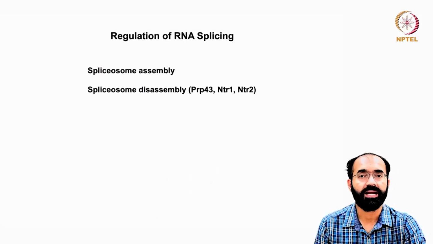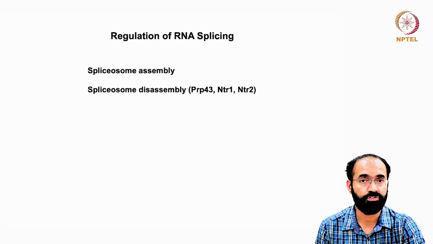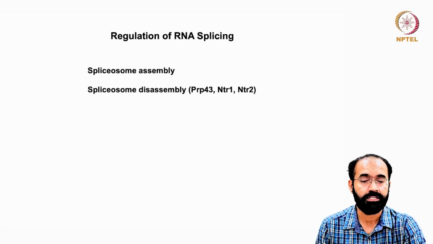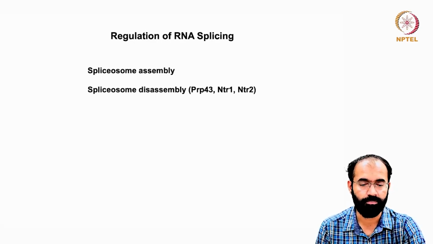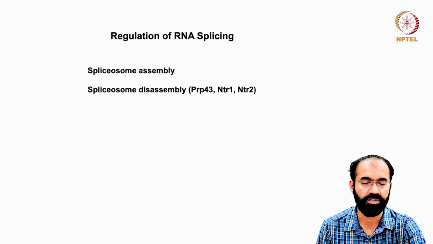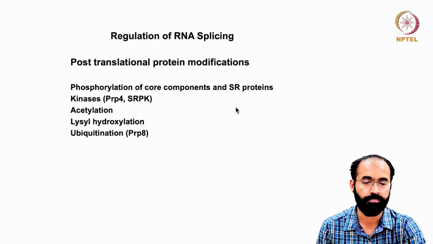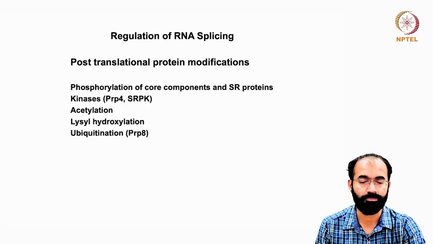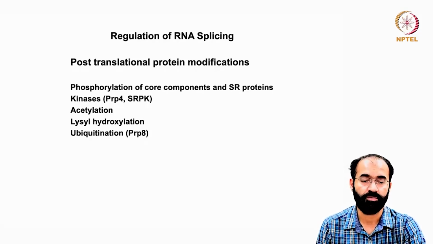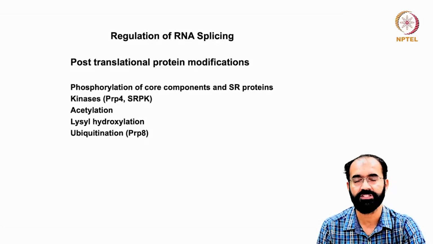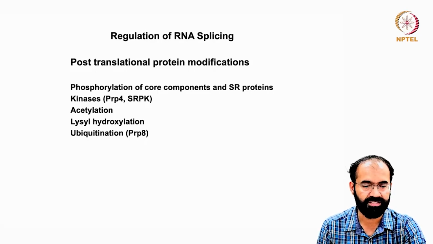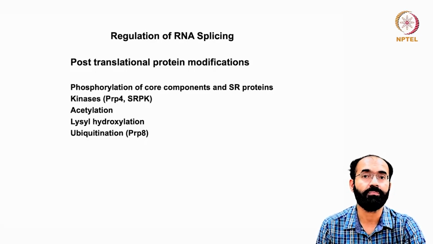So, the regulation of RNA splicing: we know the spliceosome assembly, we have seen it with Sm proteins, the SMN complex, etc. And spliceosomal disassembly is equally important, which is mainly governed by PRP43, NTR1 and NTR2 proteins. The regulation of RNA splicing involves a lot of proteins, and their post-translational modifications are important for whether they should be part of it. We have seen one example, the SR protein, which binds onto the exons, in the previous class. The phosphorylation of core components.